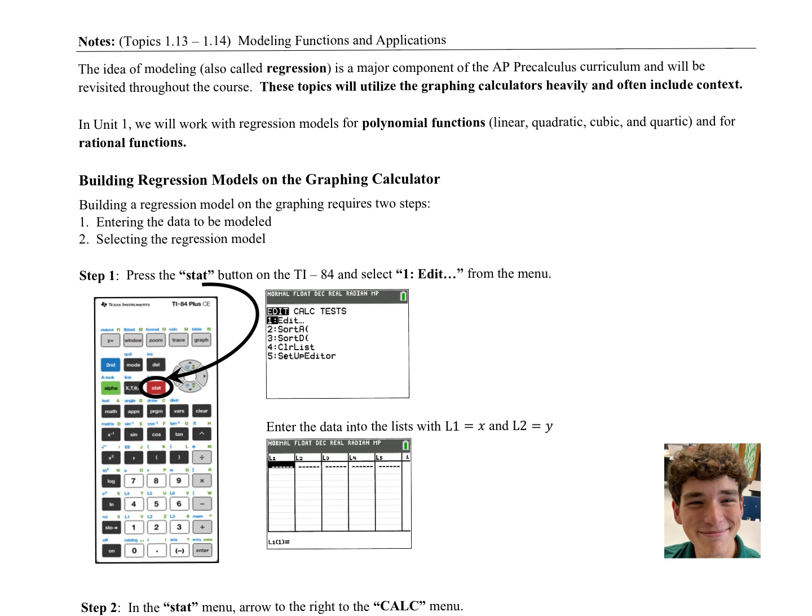Selecting the regression model. All right, that was slightly depressing, but anyway, we're going to keep going.